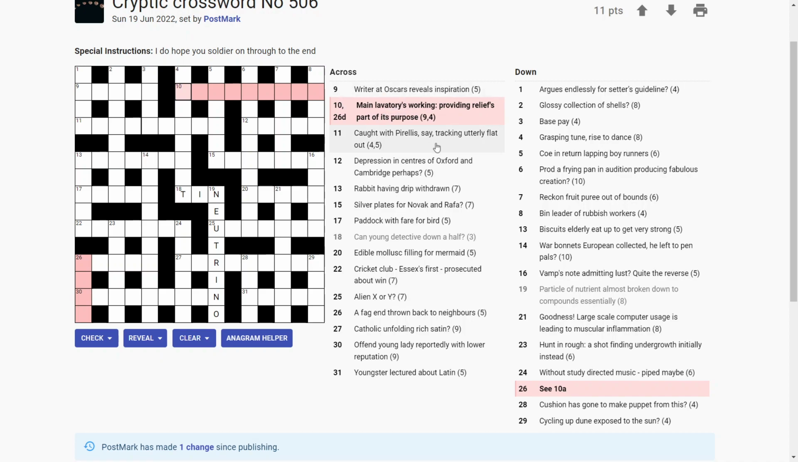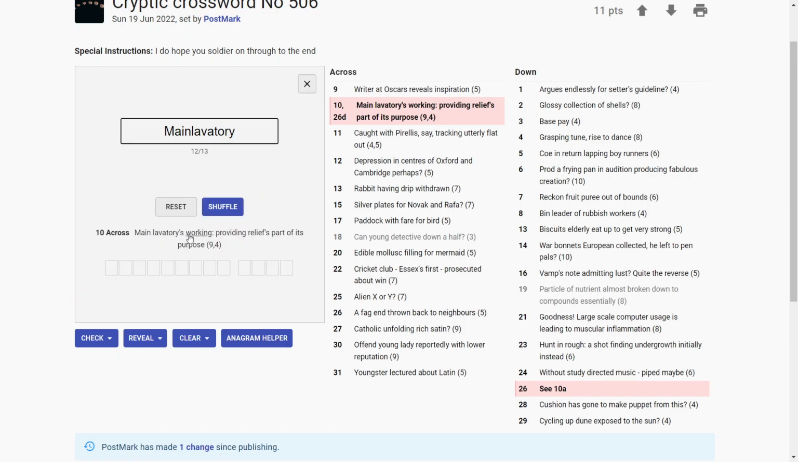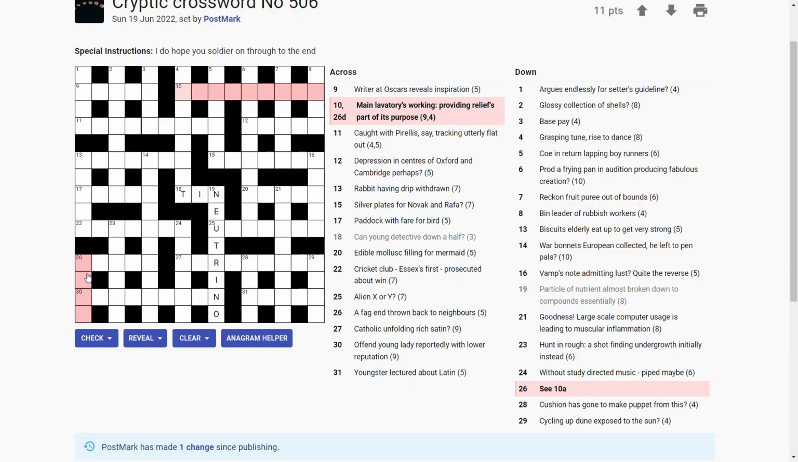Looks like another anagram, doesn't it? Let's have a look. Providing relief's part of its purpose. You need some letters there. A flag end thrown back to neighbours. Neighbours.